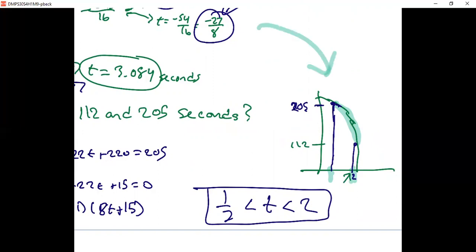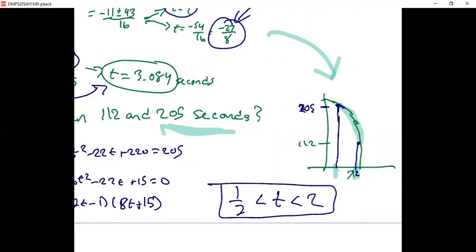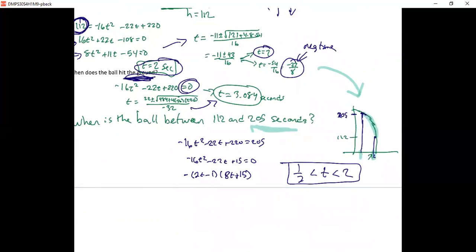What we have left to do is say, okay, where is the ball at 205? I'm not sure why I put seconds here. When is the ball between 112 and 205 feet? Oops. All right, so we fixed it. That's going to be from this time to this time. Again, we know this time is 2. You just have to figure out the other time, which is what I'm doing here. When does the height equal 205?